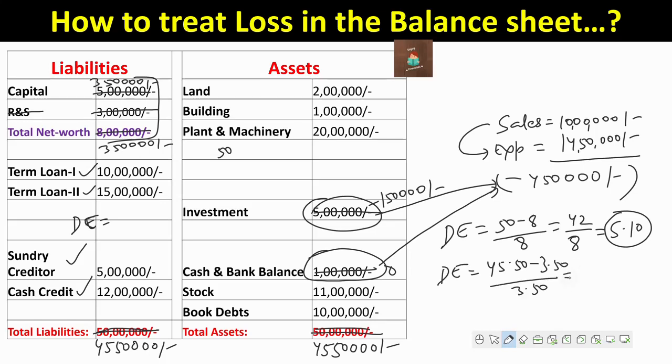So now it is coming 42 divided by 3.5. So if you see, friends, how much is coming? It is coming 12. So the D ratio, you see the D ratio has increased because of the loss. So what will the company do? They will try to hide this loss. So how will it try to hide the loss? We will discuss now how the company will try to hide the loss.